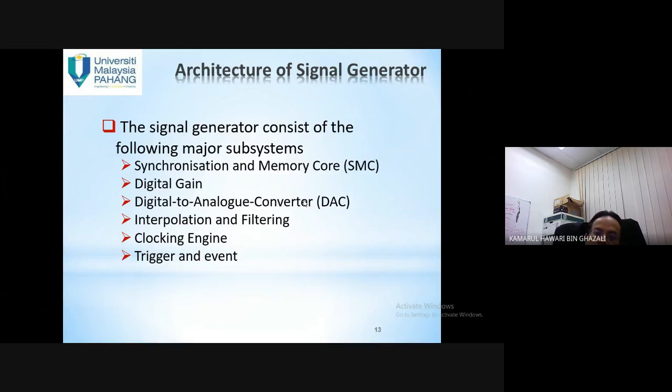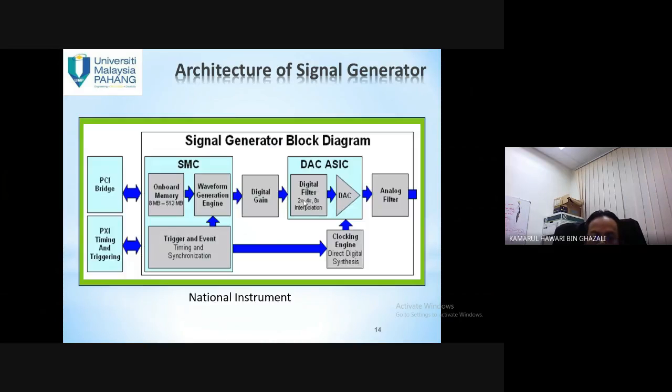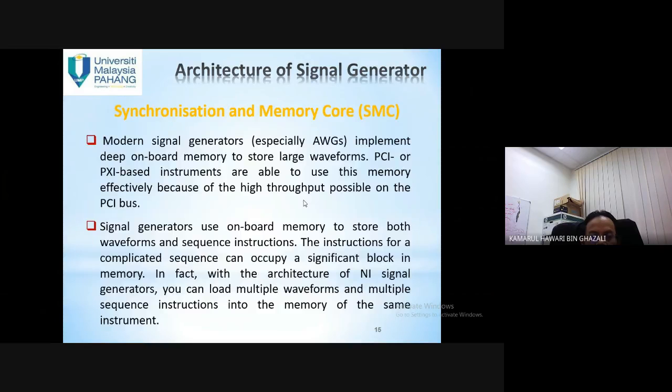The signal generator consists of the following major subsystems: synchronization, digital gain, digital to analog, interpolation, clocking, trigger and event. So this is the block diagram of the signal generator from National Instruments. So you have the PCI bridge, timing and triggering, DAC ASICs, analog filter, clocking engine, and so on and so forth.